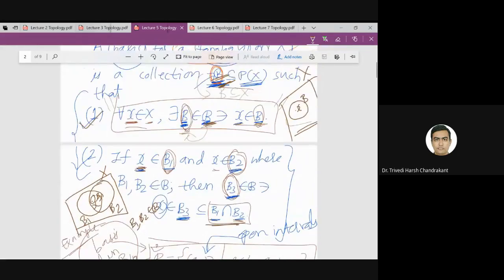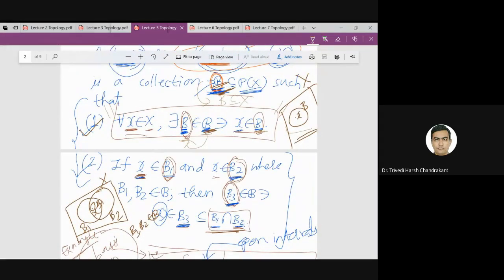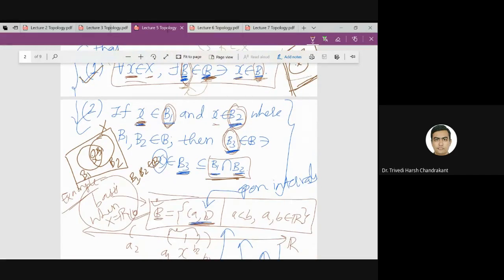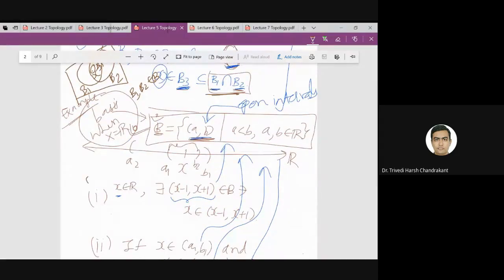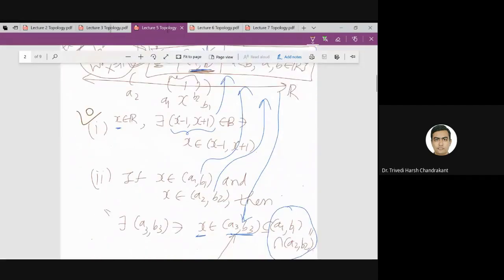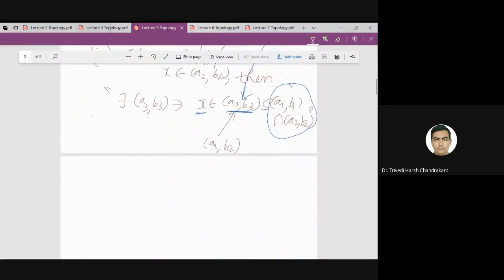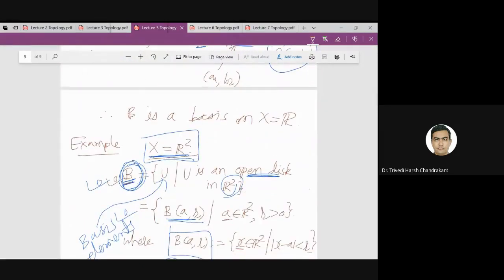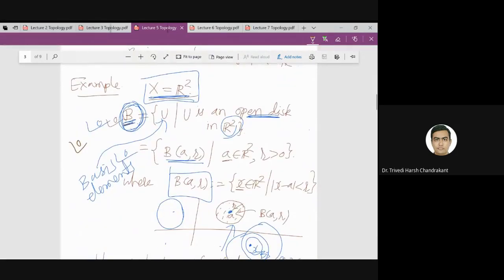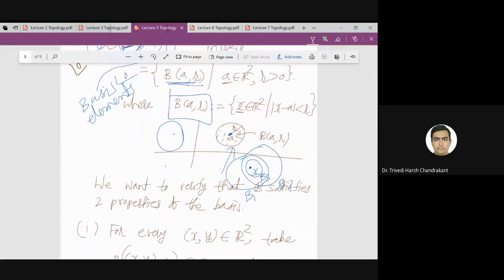Of course, this X is not always R2. I'm just explaining using a Venn diagram, so therefore I'm taking X in this way. X can be any finite set also. So this is the definition of basis, and then we have checked that intervals on the real line satisfy these two properties of the basis. And for R2 we need open disks. If I take the collection of open disks, then that has these two properties satisfied.